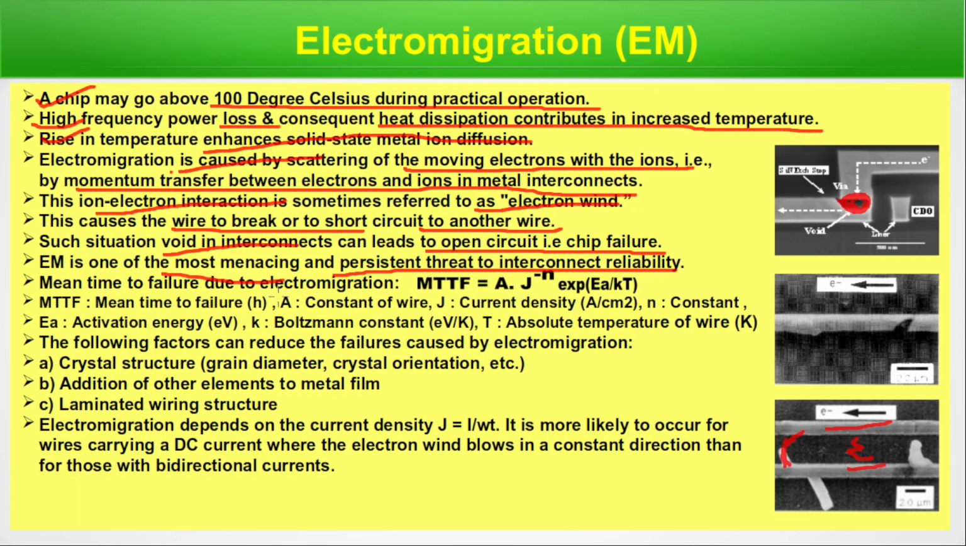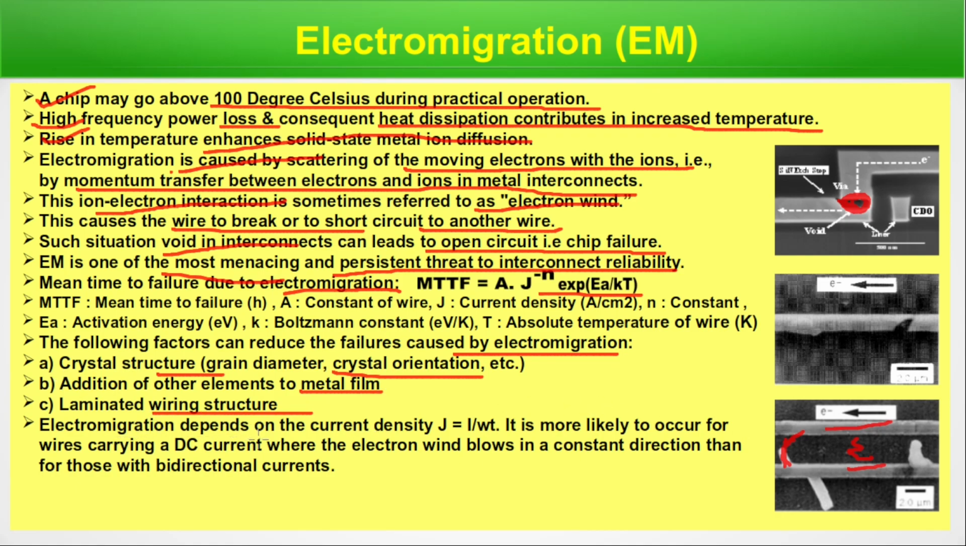Mean time to failure due to electromigration, that is MTTF, this is the expression. It means mean time to failure, constant of wear, current density. MTTF is proportional to current density, and the following factors can reduce the failures caused by electromigration: crystal structure, grain diameter, crystal orientation, addition of other elements to the metal film, laminated wiring structure. These are usually followed to prevent electromigration.